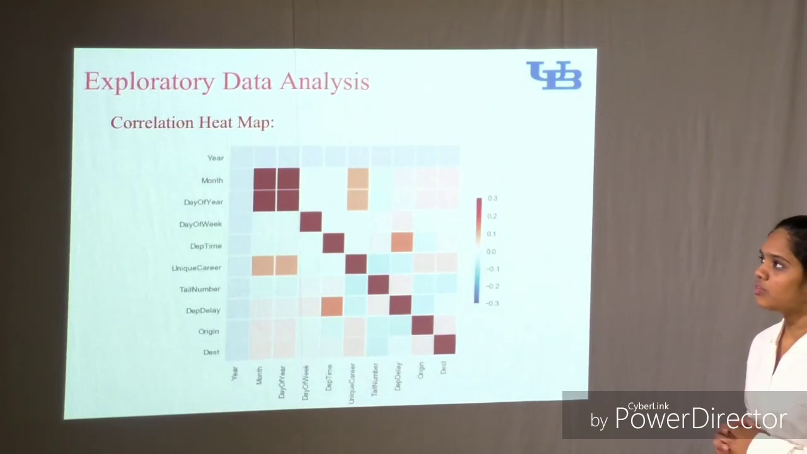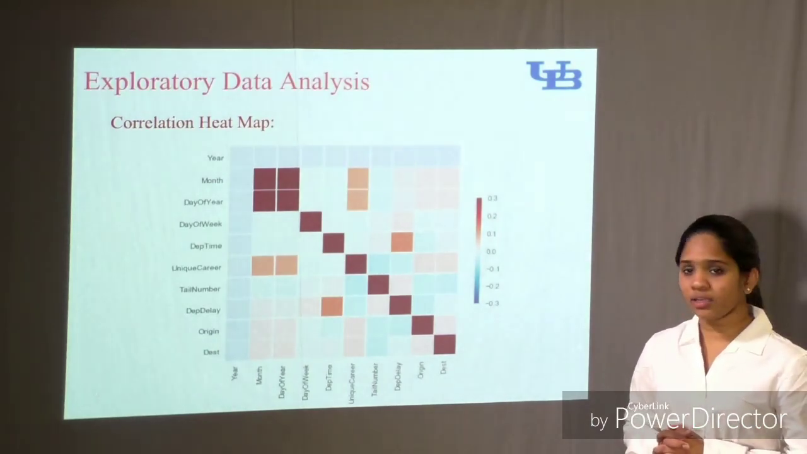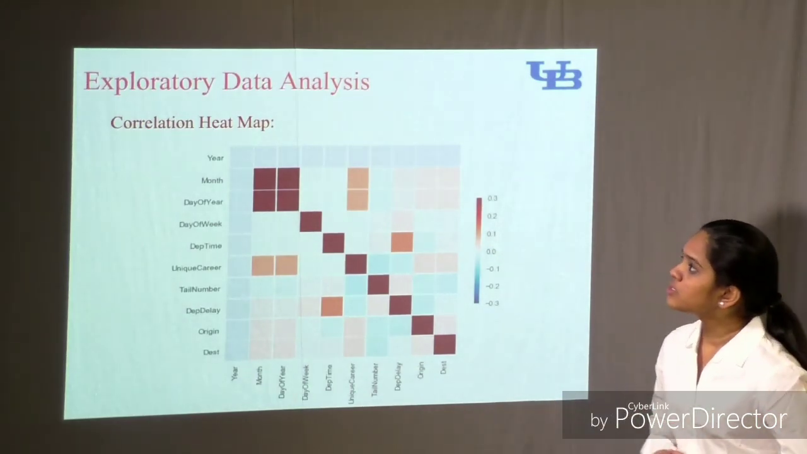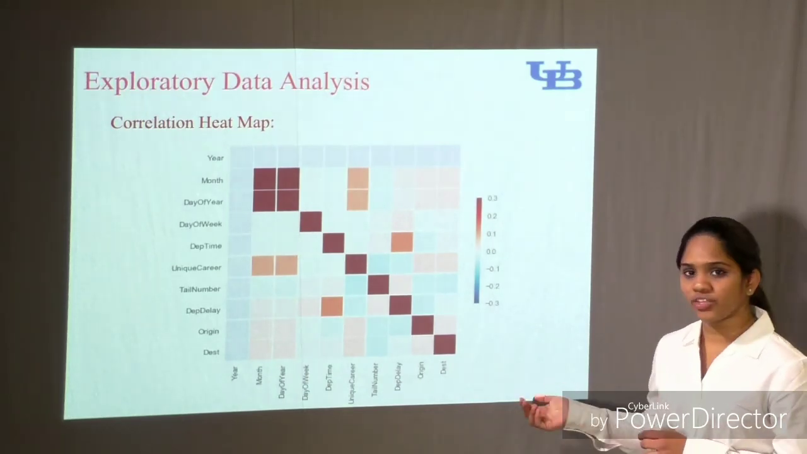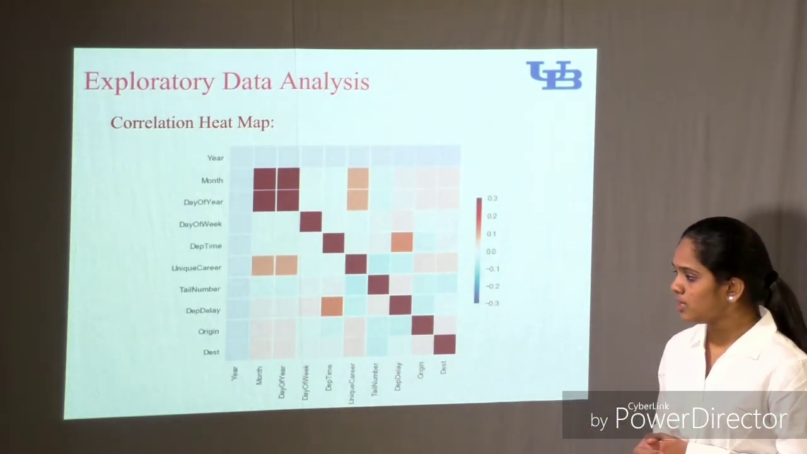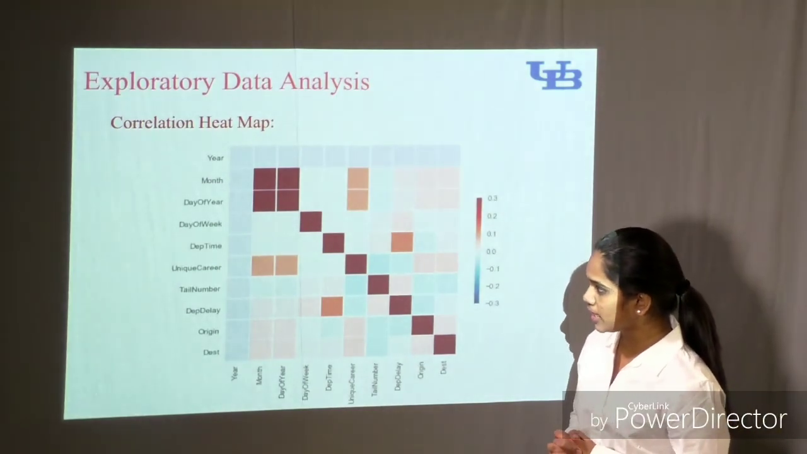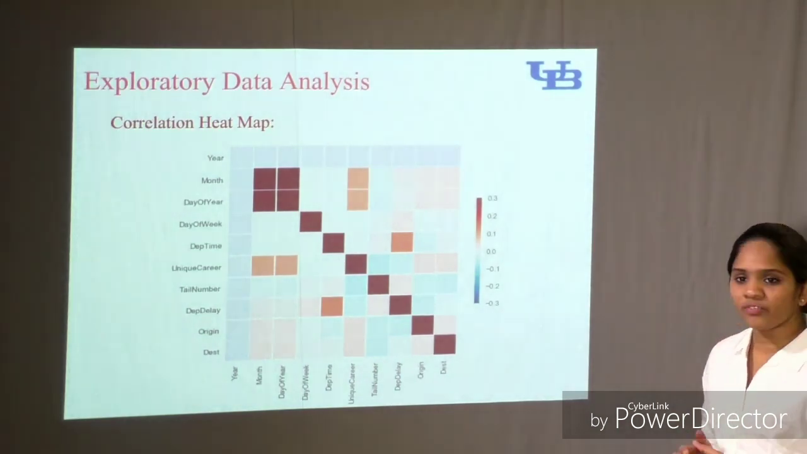Now, when it comes to the exploratory data analysis that we've made for our data, here are some of the plots that we have put up. So the first one is a heat map that shows us the correlation between each of the attributes that we have chosen for the model, and we can see according to the map that the departure time and the departure delay are slightly more correlated than the other variables.